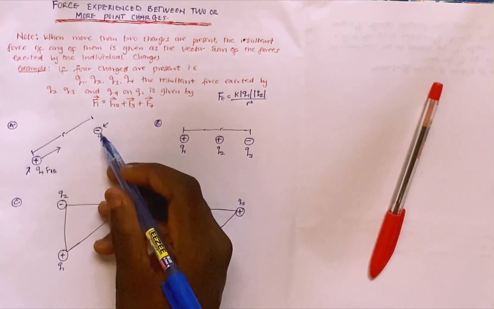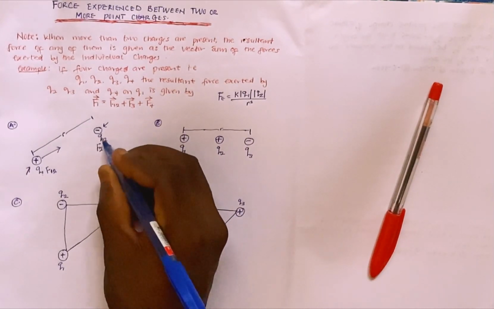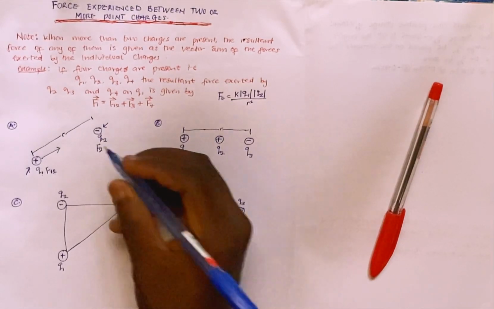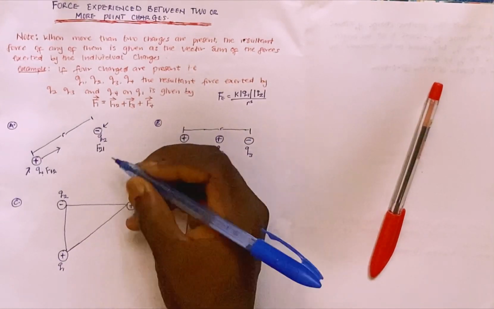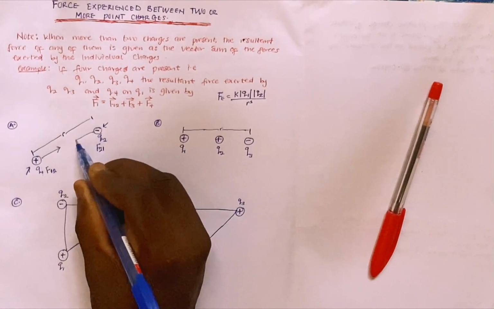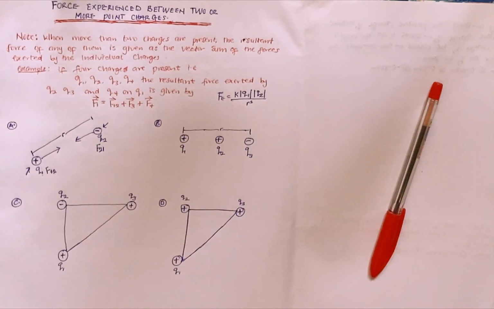It's going to move towards this direction. Looking at this, I'm having the force experienced by charge 2, which is F2. Q2 experiences force due to the presence of charge 1. That means I'm having F21. If you look at the direction, this is coming down this way, because it is attractive. Both of them are going to move inward toward each other.